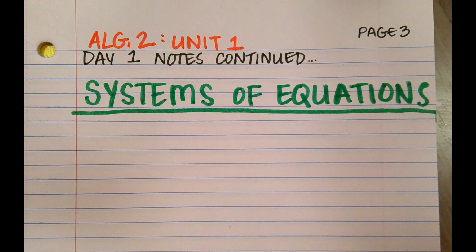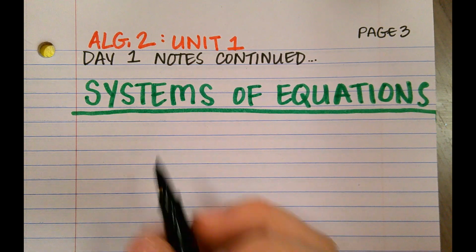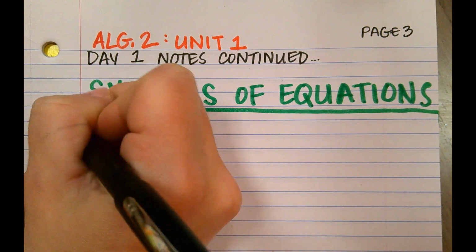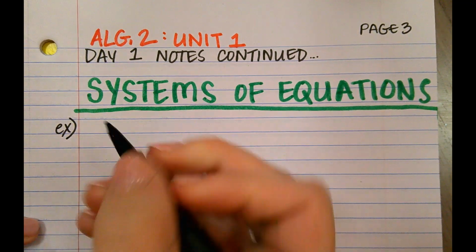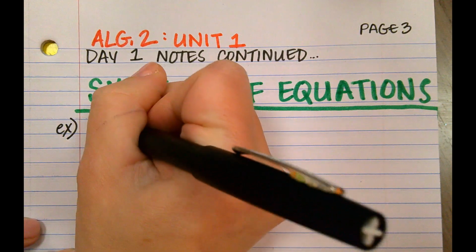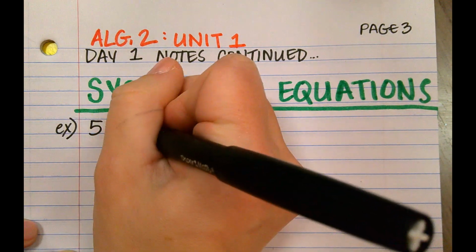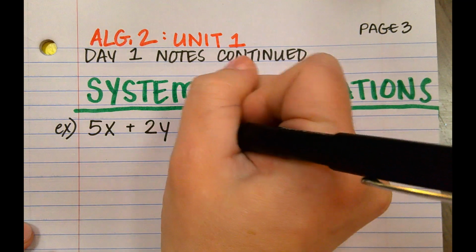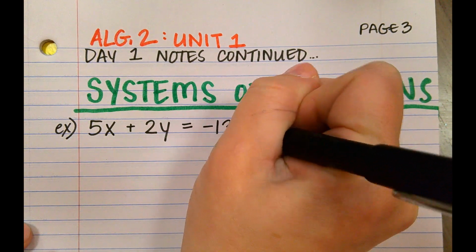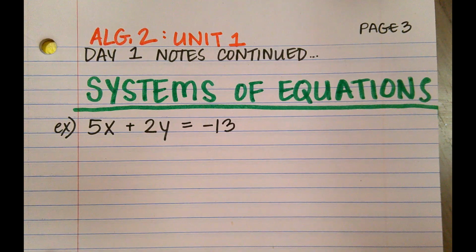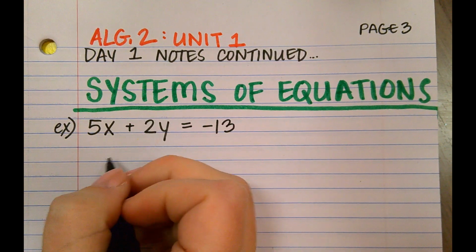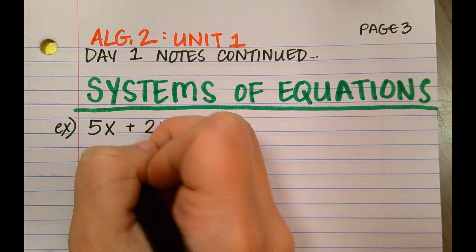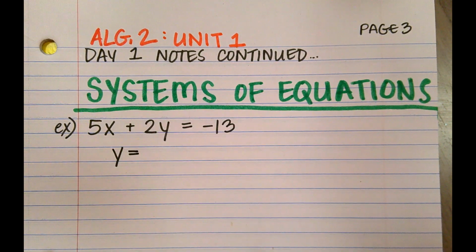So we'll start with something not so scary. We're going to start with a system of 2 equations. The first equation will be 5x plus 2y equals -13. And your second equation will be a little bit more simple. I'm just going to give you, it'll be y equals -4.